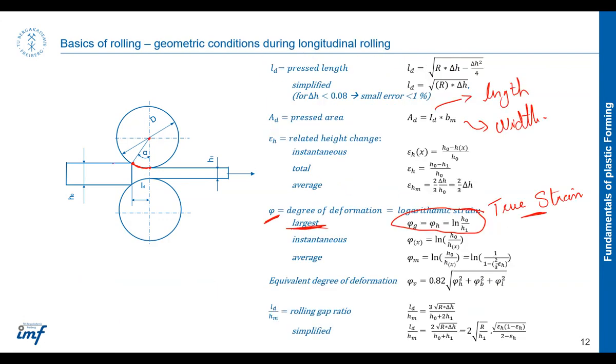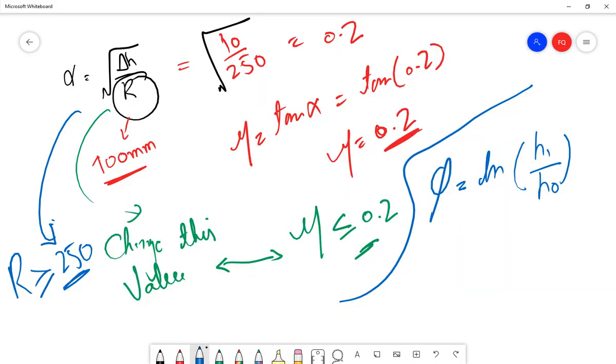Yeah, so it is h0 over h1. So this is h0 over h1, and for this kind of rolling, if you calculate phi, can you calculate this log of 20 by 10? Can someone give an answer? 0.69. Super.